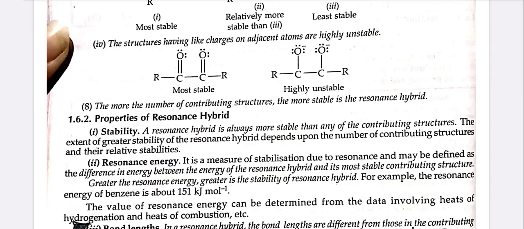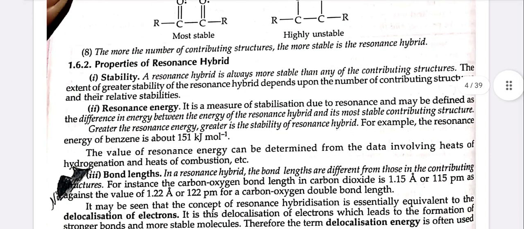Properties of resonance hybrid. First, stability. A resonance hybrid is always more stable than any of the contributing structures. The extent of greater stability of the resonance hybrid depends upon the number of contributing structures and their relative stability. Second is resonance energy. It is a measure of stabilization due to resonance and may be defined as the difference in energy between the resonance hybrid and its most stable contributing structure. The greater the resonance energy, the greater is the stability of the resonance hybrid. For example, the resonance energy of benzene is about 151 kJ per mole. The value of resonance energy can be determined from data involving heats of hydrogenation, heat of combustion, etc.